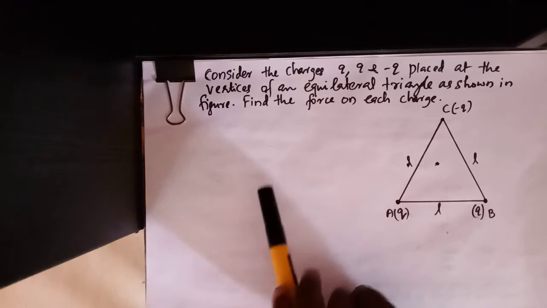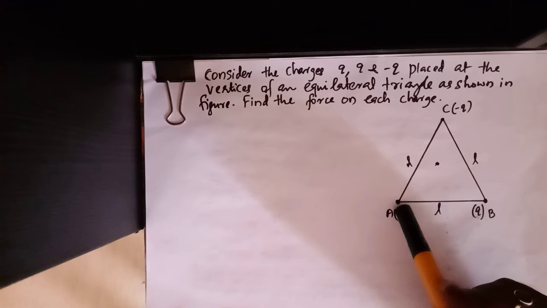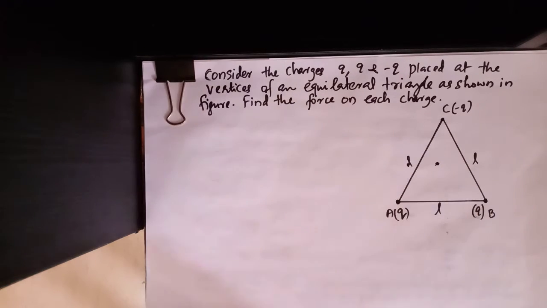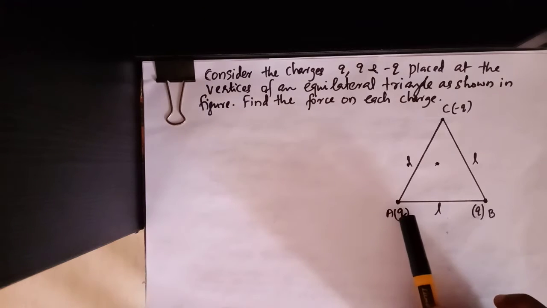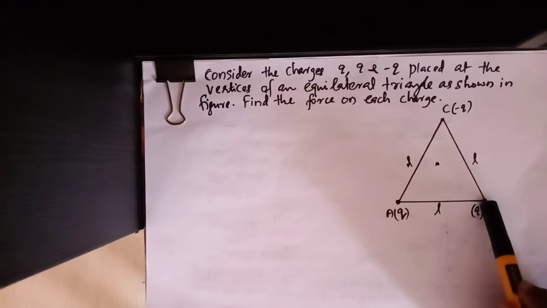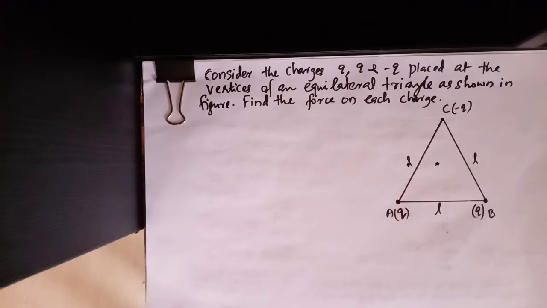What's our aim? We need to find the force on each charge, because each charge will experience a force due to the other two charges. That means we need to find the net force on the charge at A, the net force on the charge at B, and the net force on the charge at C. So first we will see the net force on the charge at A.